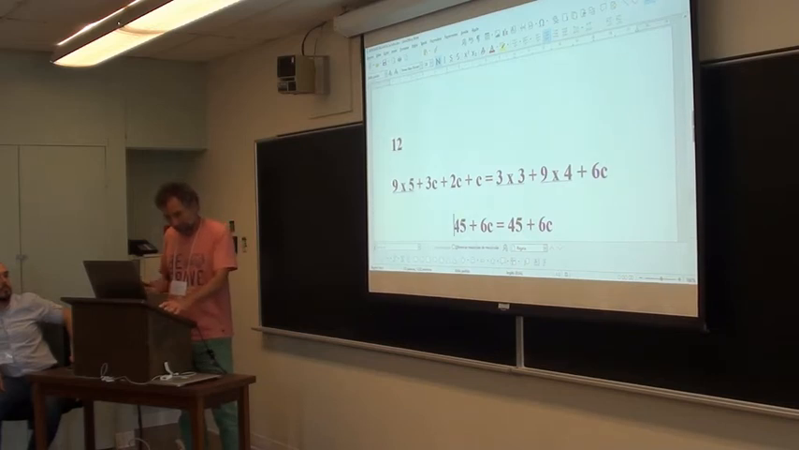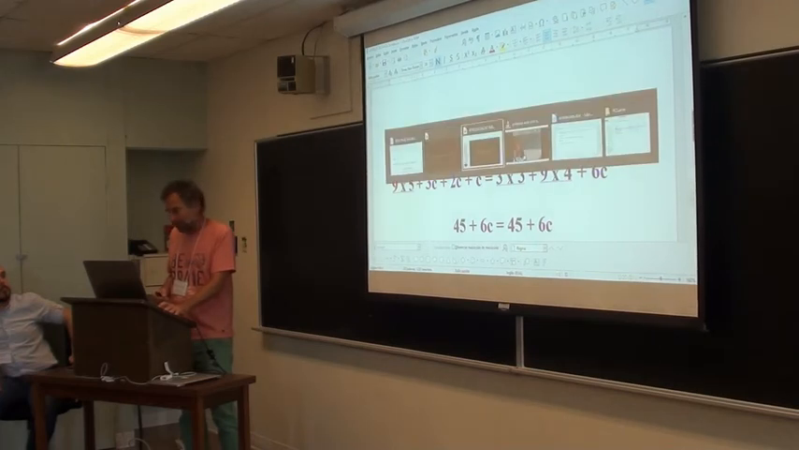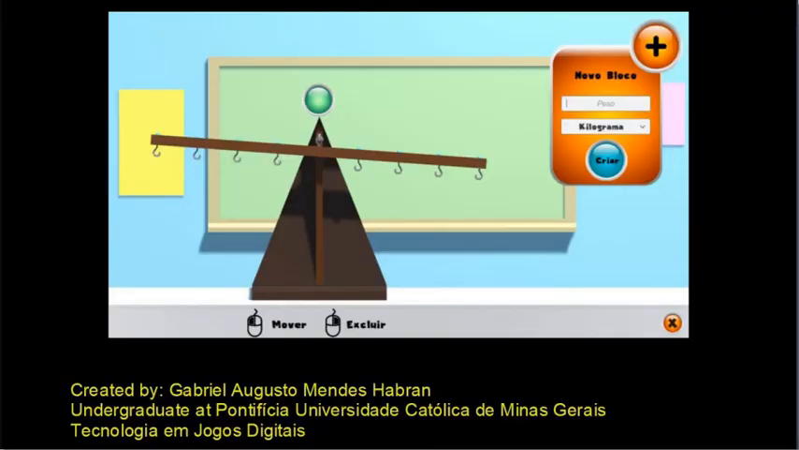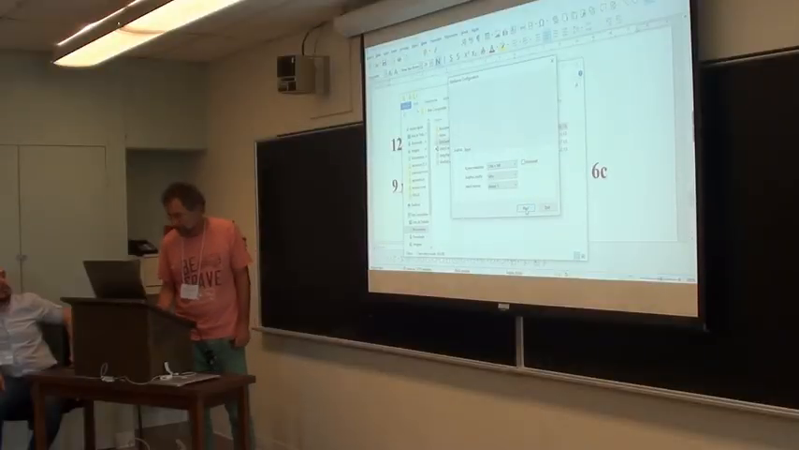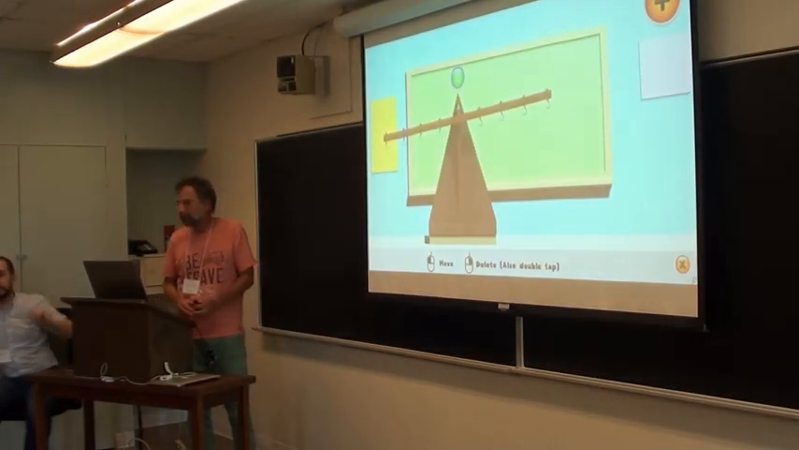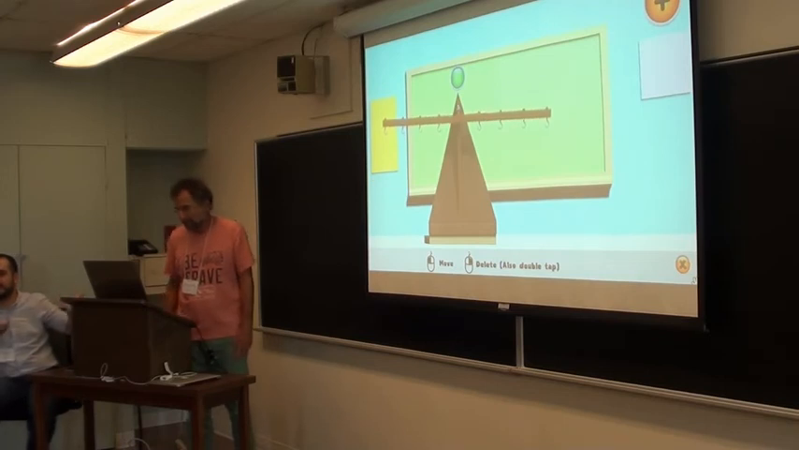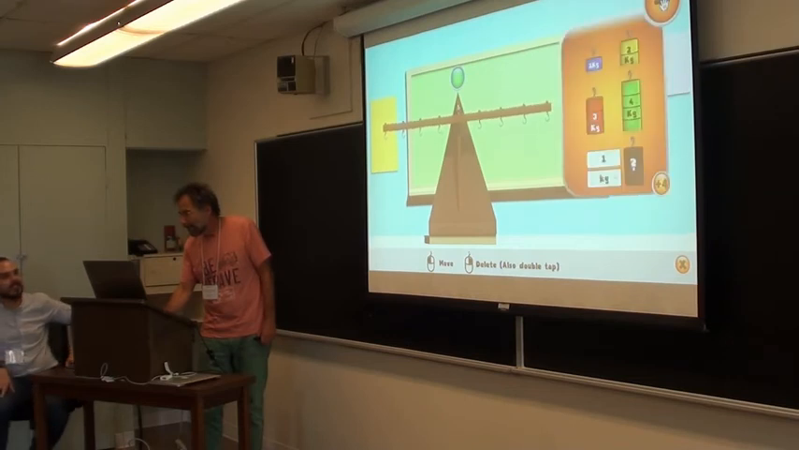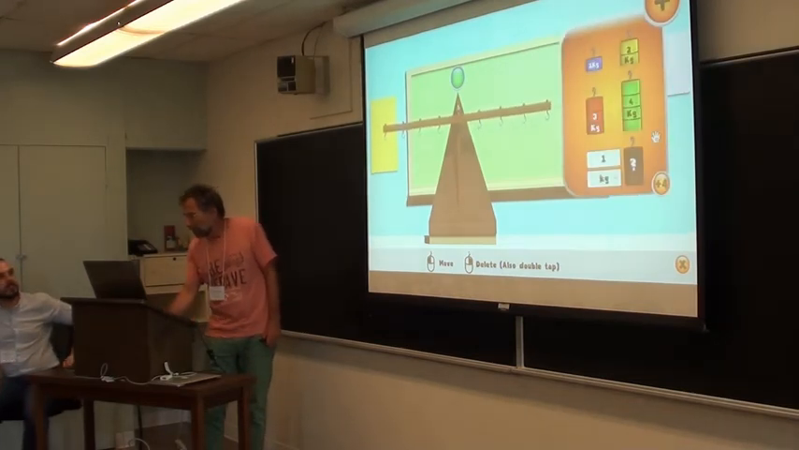So from this exploration, we end up with a software that was built by a skillful student. This is actually the reason why we are recording the presentation, so that the undergrad student can have this in his portfolio, because he worked so hard in creating the software. As you can see here, we can make the balance.